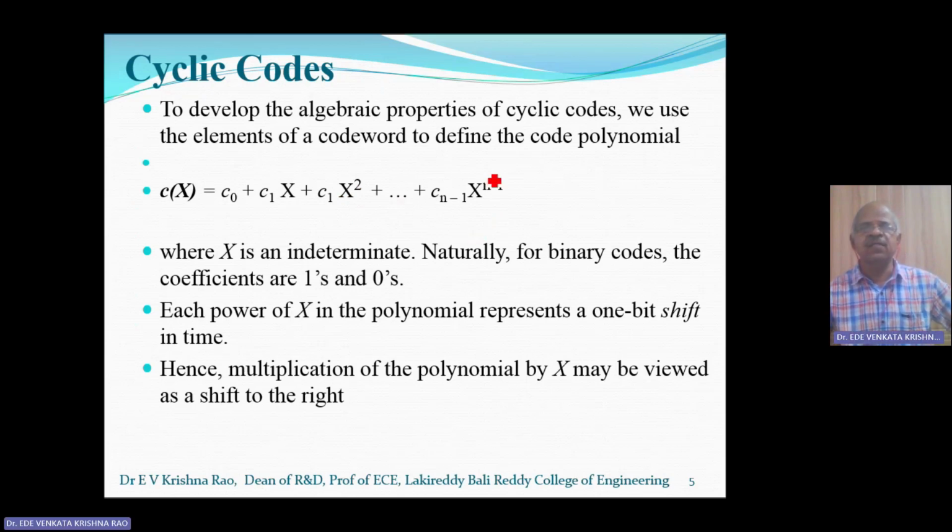And we define the code word as a polynomial, the code polynomial C of x. Here the code word C is represented with a polynomial of x, where every multiplication by x is a right shift, one shift of the code word. So C of x equals C0 plus C1 x plus C2 x square, and so on, up to Cn minus 1 x power n minus 1. These are the code polynomials. Every power of x represents a one-bit shift. This is the code polynomial representation.